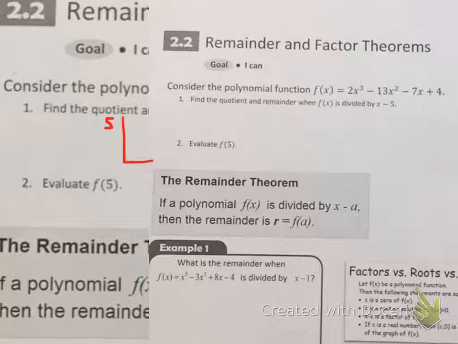This is note-taking guide 2.2, the remainder and factor theorem. This first problem asks us to find the quotient and the remainder by dividing by x minus 5.